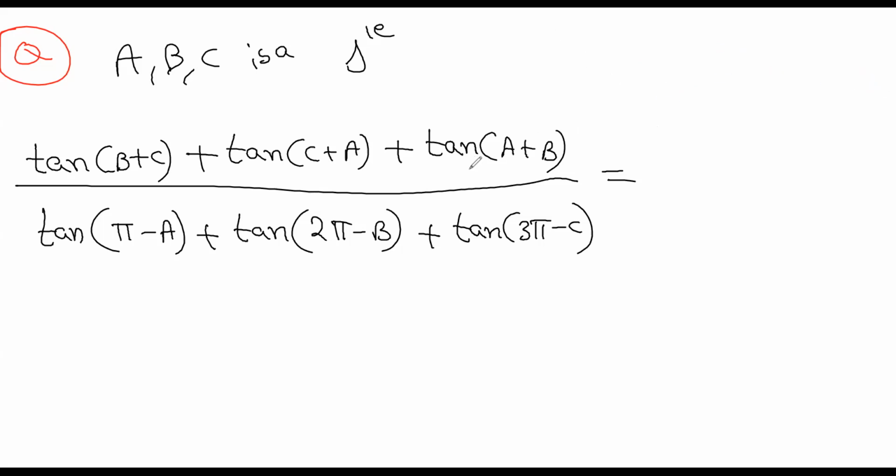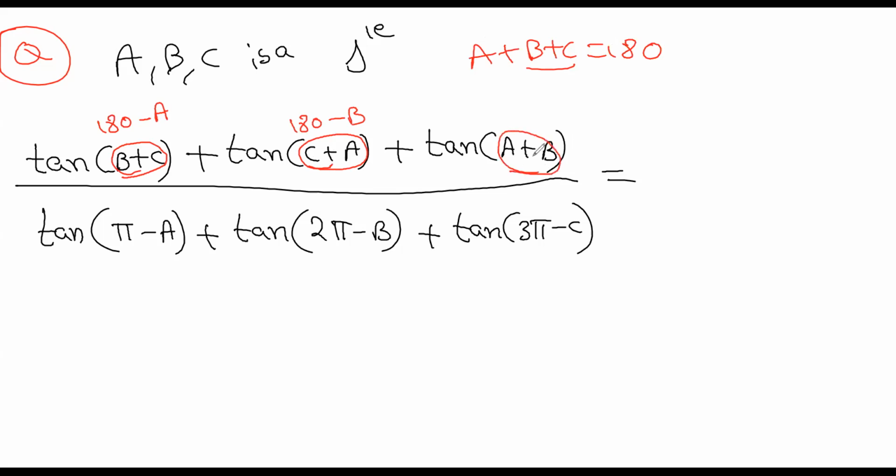So now, how can you convert? As I told before, anything regarding triangle and angles, only one thing: A plus B plus C equals 180. Now with this, we have to come. How can you write tan of B plus C? First, B plus C, we can write as 180 minus A. C plus A, we can write as 180 minus B. A plus B, we can write as 180 minus C. Now convert. What is tan of 180 minus A?